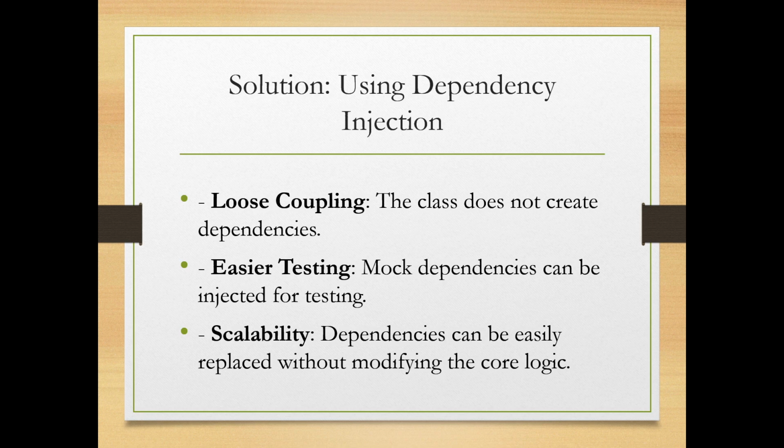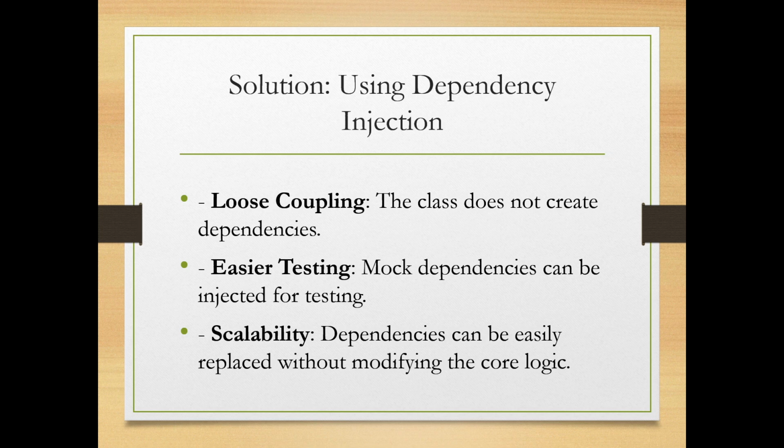There are several benefits of using dependency injection. First one is loose coupling. The classes do not directly depend on each other, making modification easier. Second one is better testability. We can inject mock objects for testing without modifying the actual code. Scalability. The system becomes more flexible and dependencies can be changed without affecting the code logic. So Spring's dependency injection mechanism automatically injects the dependency wherever needed, making it highly efficient.